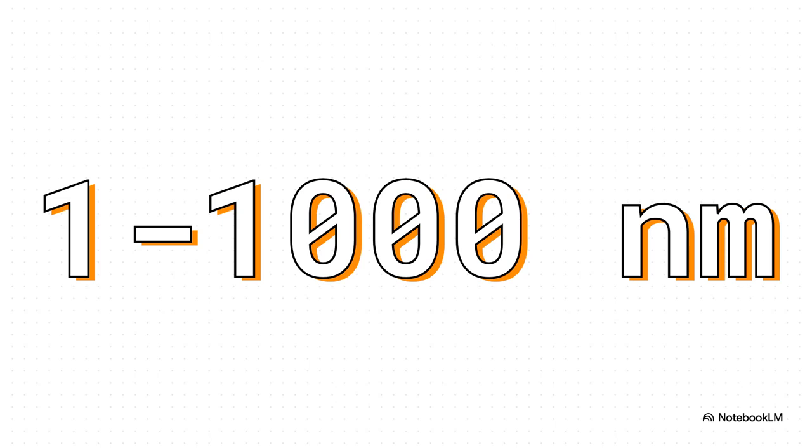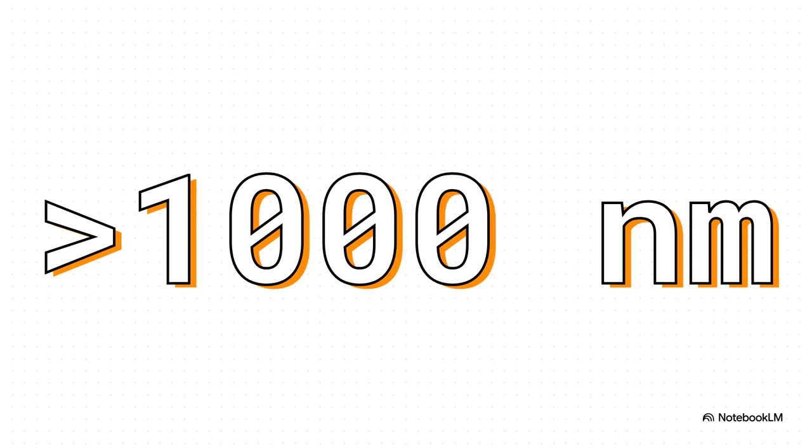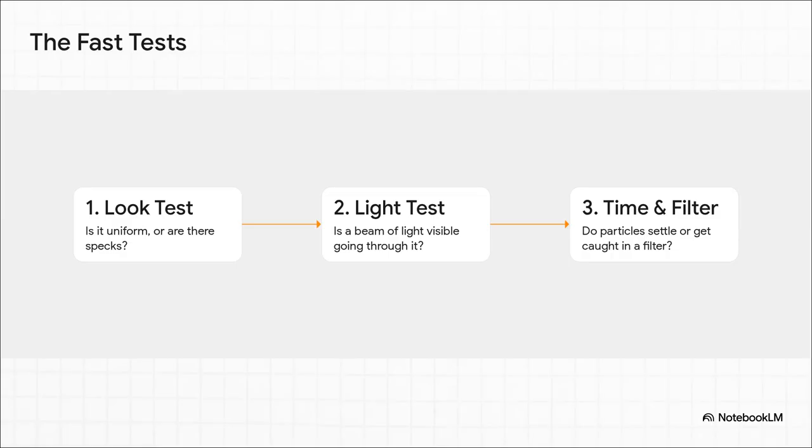They're large enough to have an effect, but still small enough to stay suspended. And finally, in suspensions, the particles are absolute giants in comparison, over 1,000 nanometers. They're so big, you can often see them, and they're way too heavy for the liquid to hold up forever. So based on those massive size differences, here are 3 simple tests. First, the look test. Is it transparent or is it cloudy? Second, the light test, and this one is our secret weapon. And third, the time and filter test. What happens if you just let it sit for a while?